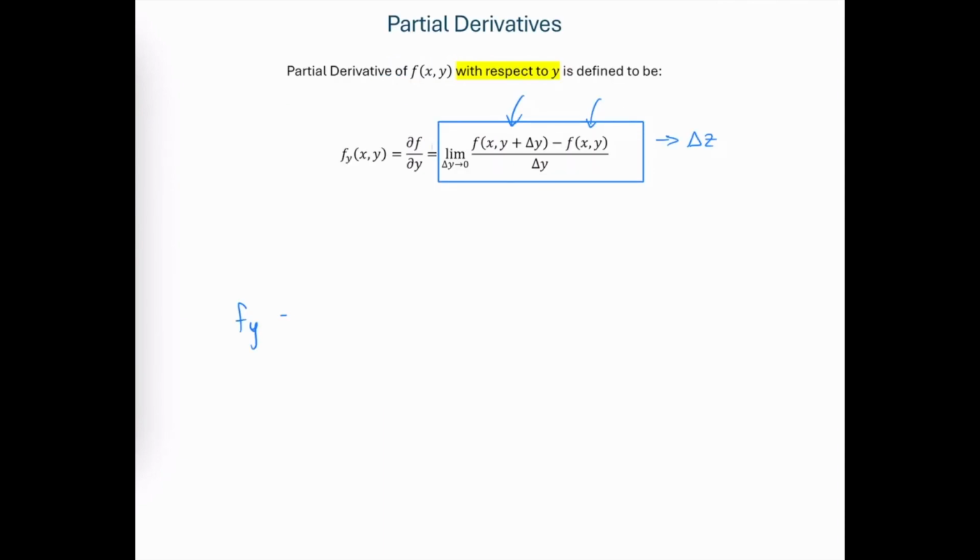So let's talk about this first partial with respect to y as being the limit of the change in y as those changing y values get smaller and smaller, where our ratio that we're considering is change in z divided by that small change in y. What we will again see is that this change in z divided by change in y is actually going to give us the slope of a secant line on an intersection curve, and the limit of the slope of a secant line is going to be the slope of a tangent line.